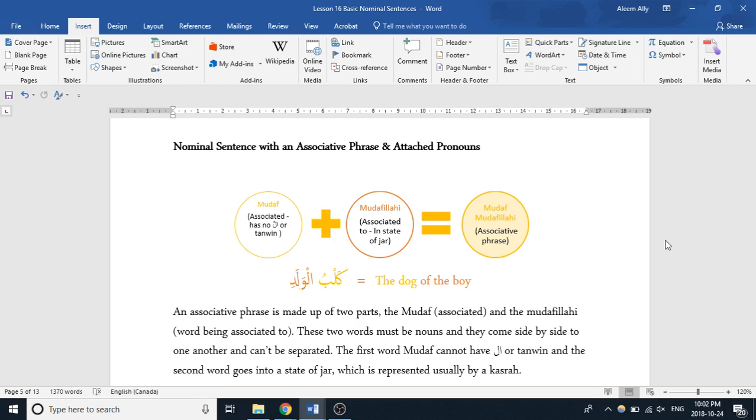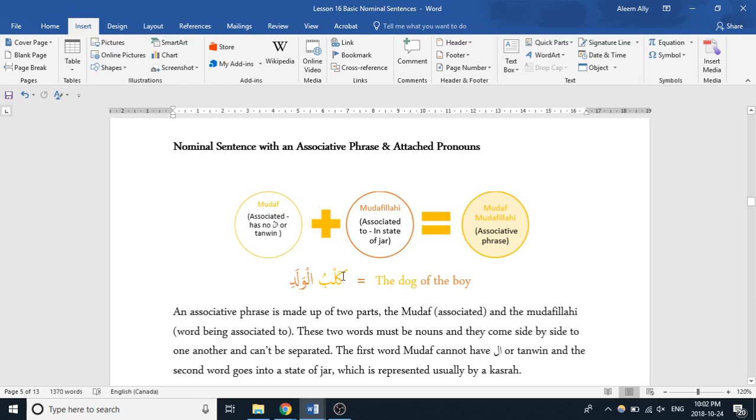So what exactly is an associative phrase? Just as a quick review, that's where you have one noun being associated to the noun that comes directly after it. Really all that means is that you're going to drop an "of" in between and show that this is being associated to this one. So kalb means dog and walad means boy. The dog is being associated to the boy. That'd be translated as the dog of the boy. There's now an association between the two.